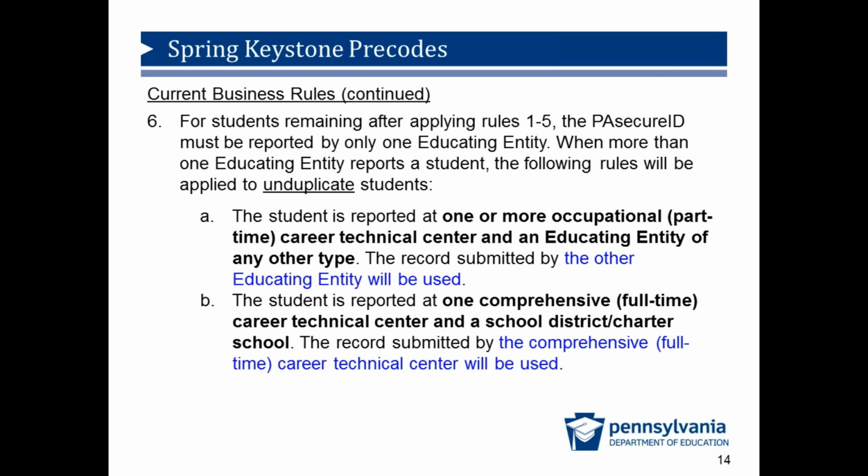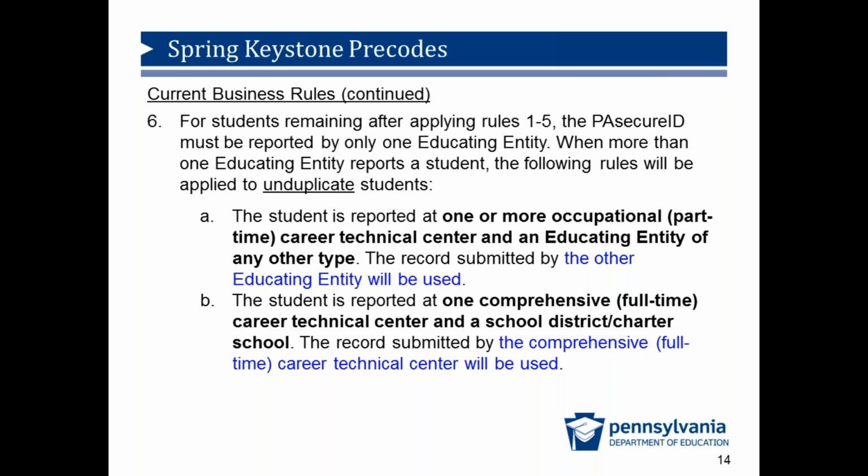Business rule number 6 is covered in several slides and discusses how students or records are unduplicated and the educating entity that will receive the Precode label. Business rule number 6, parts A and B, primarily address students in part-time and full-time CTCs. We begin with 6A, which states that if a student is reported by an occupational CTC, part-time, and one or more educating entities of any type, the record submitted by the other educating entity will receive the Precode label, because it is the other educational entity that is providing the educational services for the subjects assessed.